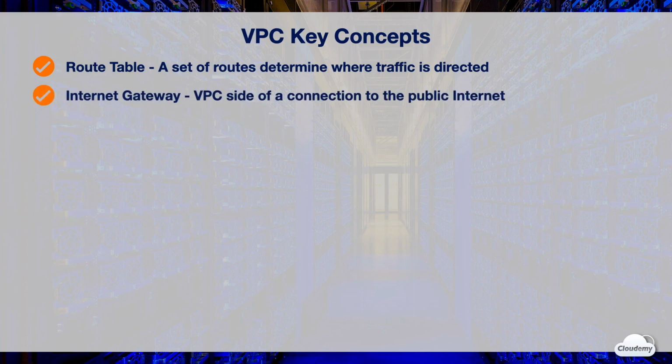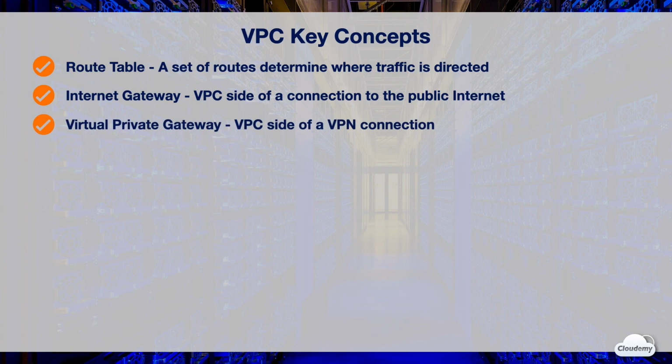NAT Gateway is a gateway that you attach to your VPC to enable communication between resources in your VPC and the internet. NAT Gateway is a horizontally scaled, redundant, and highly available VPC component that allows communication between your VPC and the internet. If a subnet is associated with a route table that has a route to an internet gateway, it's known as a public subnet. If a subnet is associated with a route table that does not have a route to an internet gateway, it's known as a private subnet.